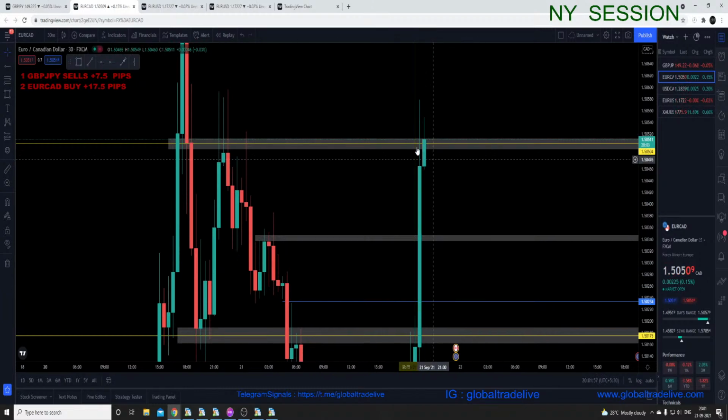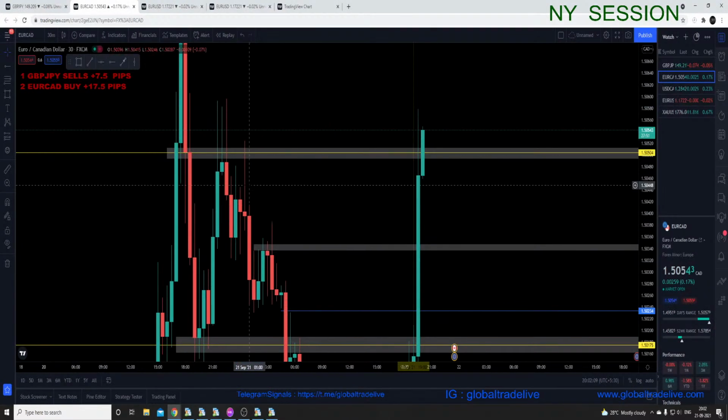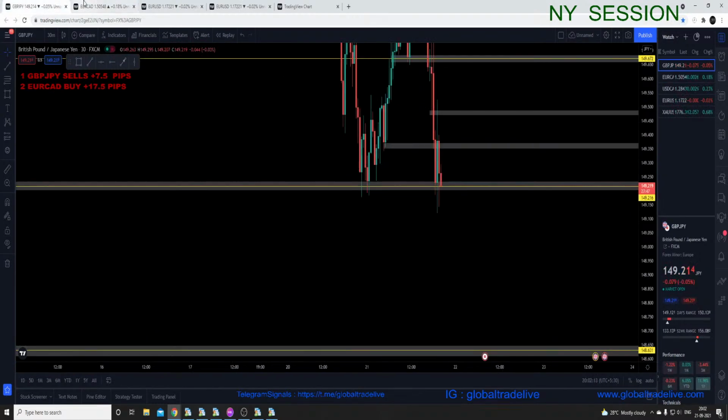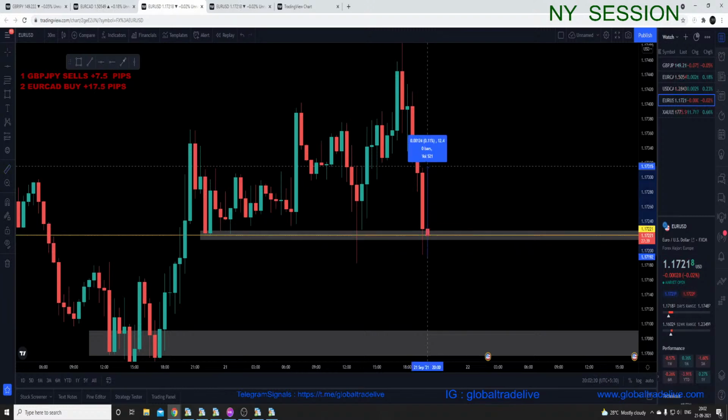So the runner is closed in 29 pips. The original trade was closed in 17.5 pips. I think today is a pretty good day. So once the current 30-minute candle breaks this low, I'm gonna enter a sell.